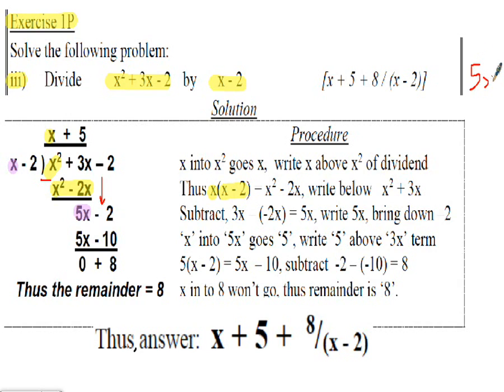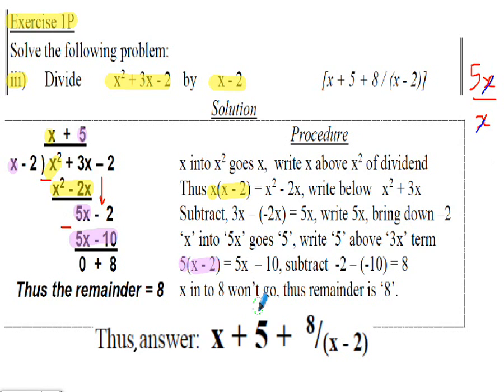So 5x divided by x. Cancelling x in the numerator with the x in the denominator leaves us with 5. So we write 5 above the 3x in the dividend. And then multiplying the x minus 2 by 5, we write 5x minus 10 here.